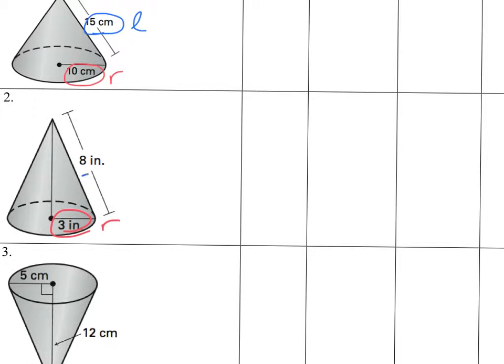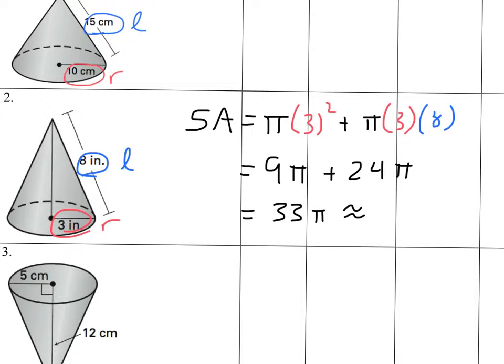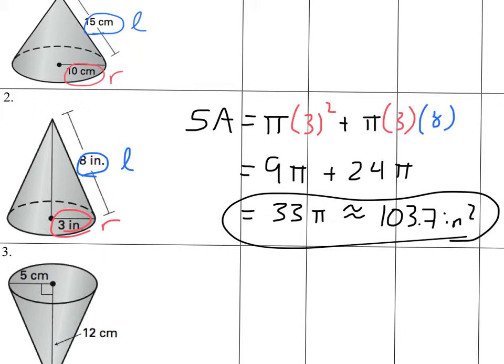So here's my R, here's my L, and just to keep it here, I'll put it next to it. Pi r squared plus pi r L. And 103.7 inches squared, approximately.